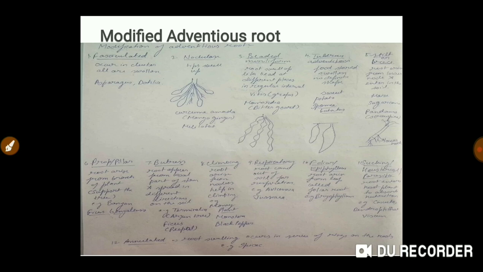Okay. Now the next one is prop or pillar. The roots arise from the branches of the plant, and you have seen this example, banyan tree, whose scientific name is Ficus bengalensis. Now the seventh one is buttress. Here the roots appear from the basal part of the stem and spread in different directions on the soil. Example is Terminalia, that is Arjun tree, and Ficus.